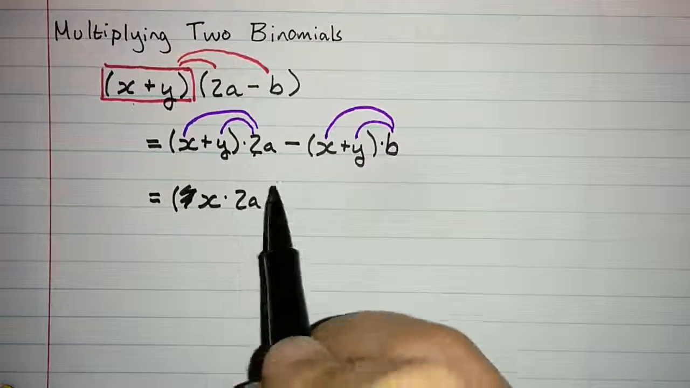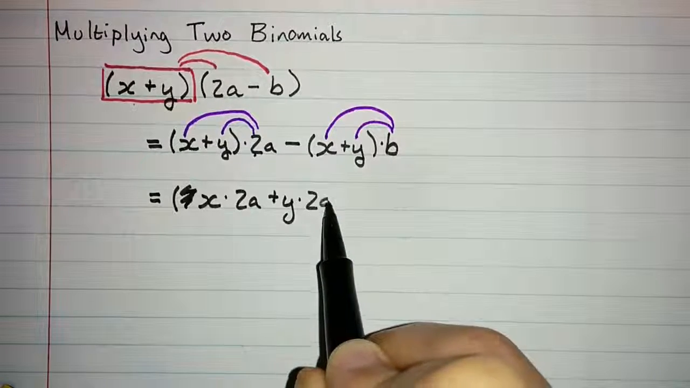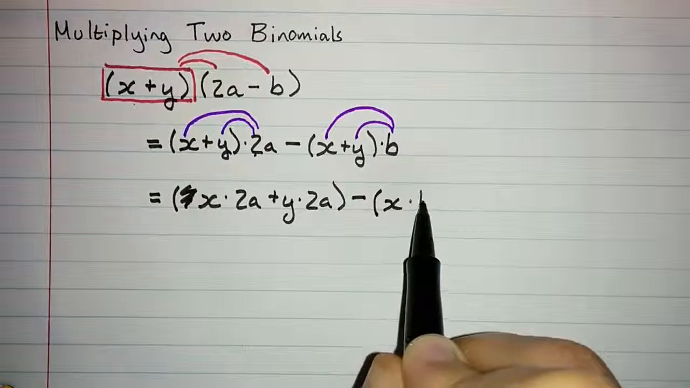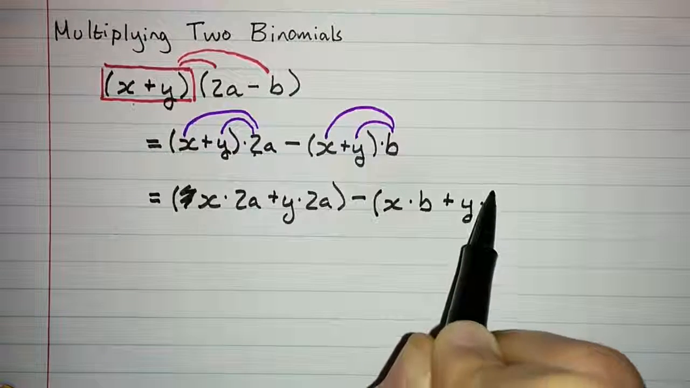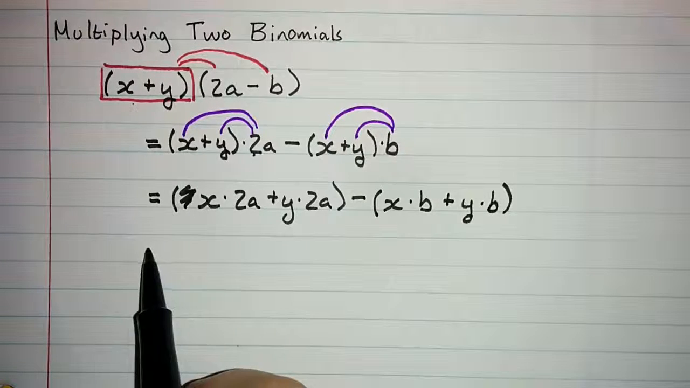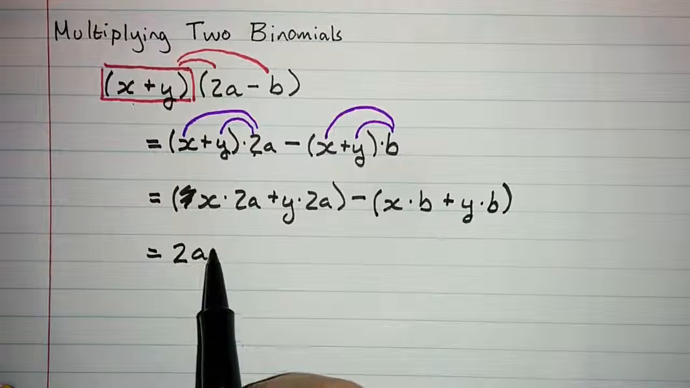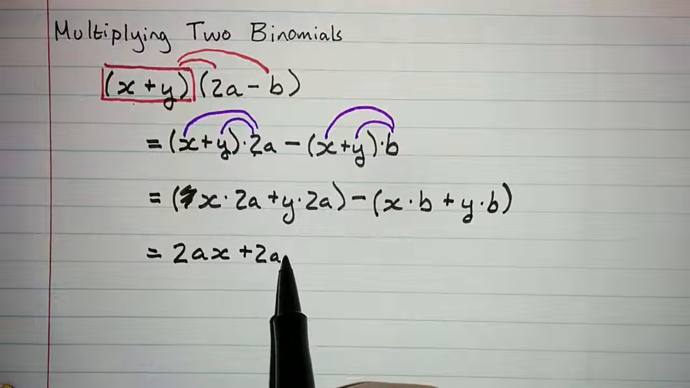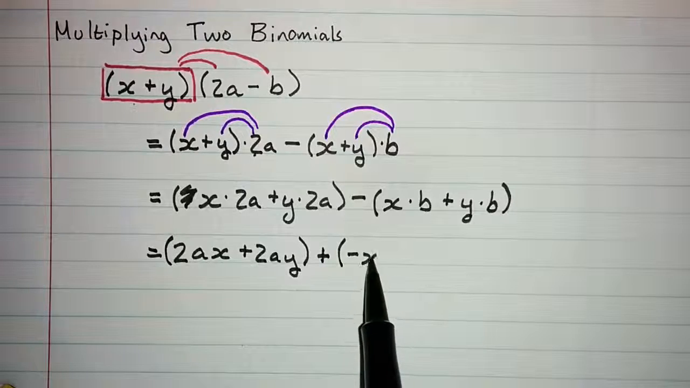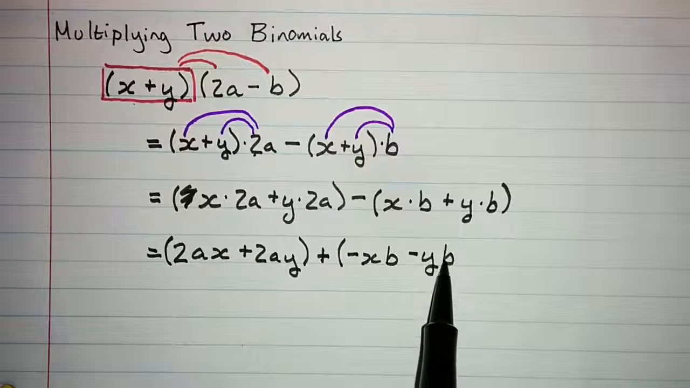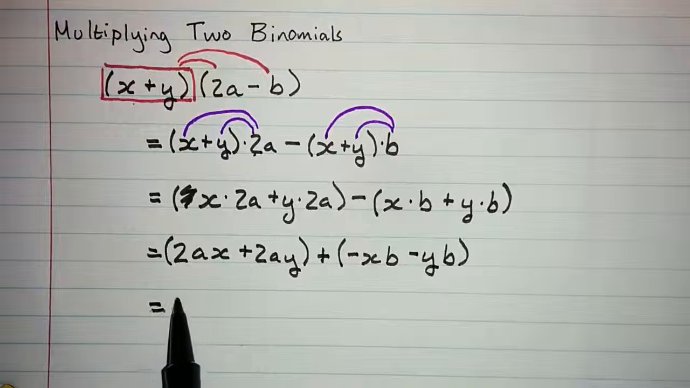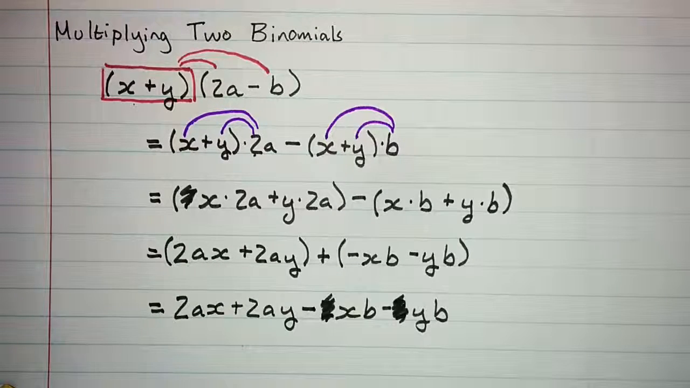x times 2a plus y times 2a. This minus is this minus. x times b plus y times b. I told you this got a little bit messy. Let's do this multiplication. I'll write this as 2ax plus 2ay. We'll write this as plus the negative xb minus yb. And now finally we'll do the addition, noticing that there are no like terms here. So this appears to be the result of the multiplication.